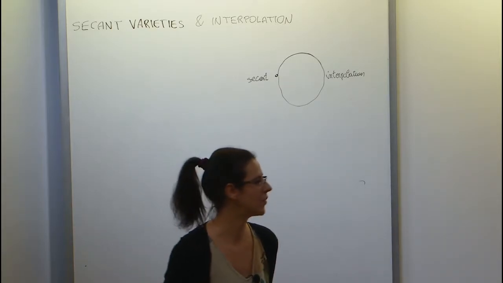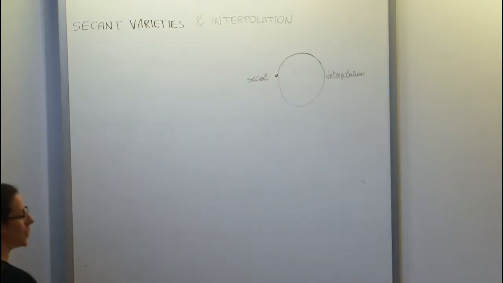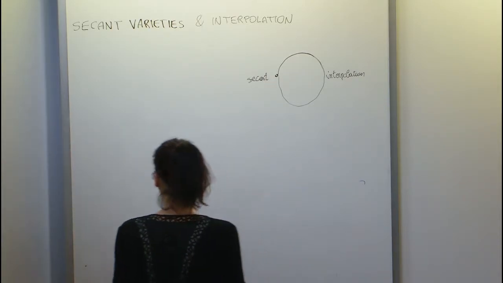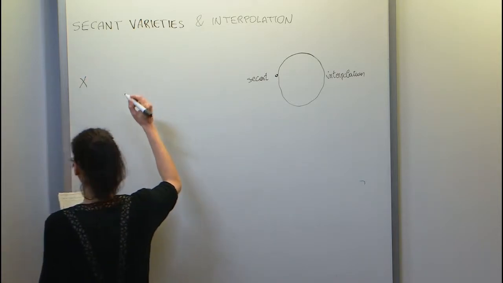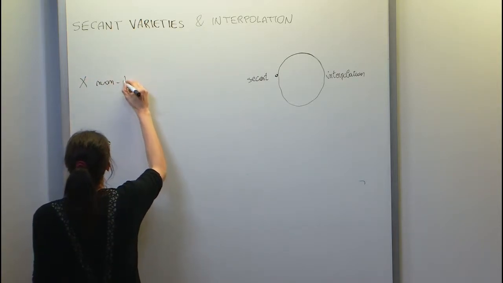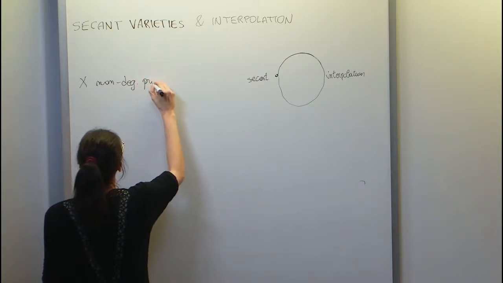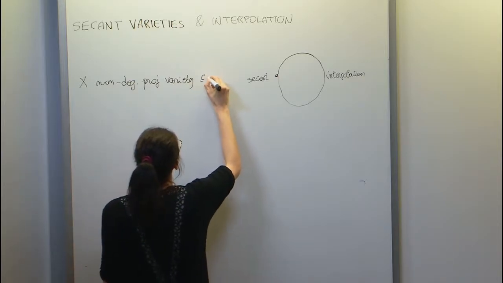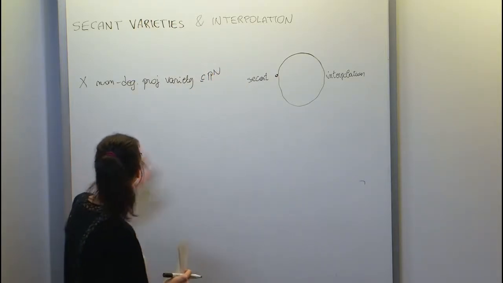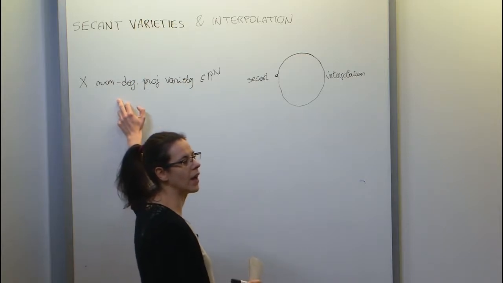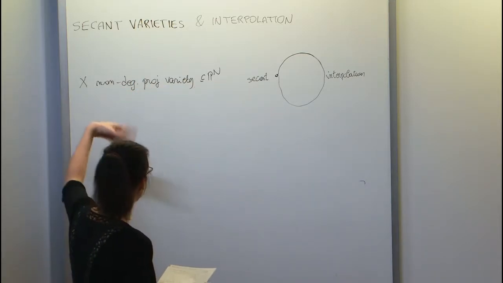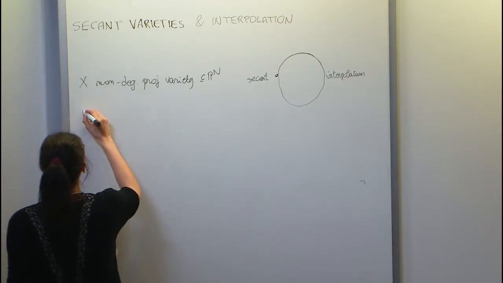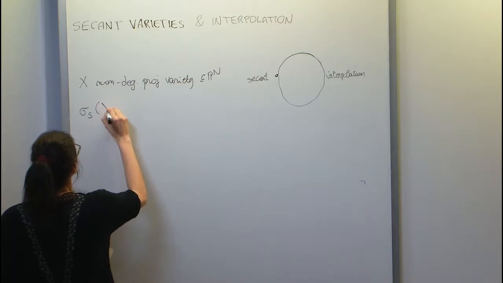So let me start by writing once again the definition of secant variety. We all know it, but mainly I want to fix my notation. So if X is a non-degenerate projective variety embedded in some projective space, P^N, by non-degenerate I mean that it doesn't live in a hyperplane. So the linear span fills up the whole space. What is the secant variety? I like this notation, sigma_S of X.